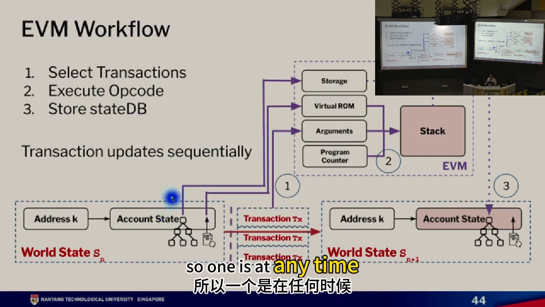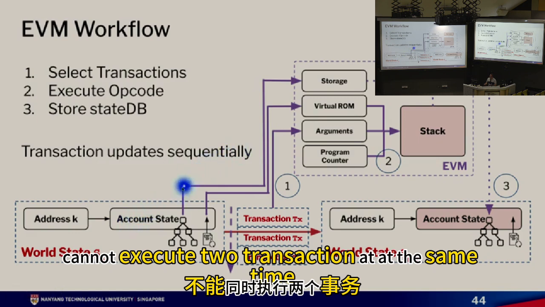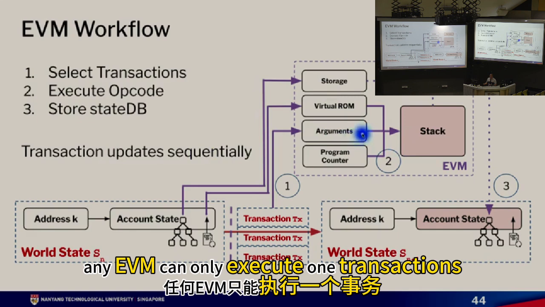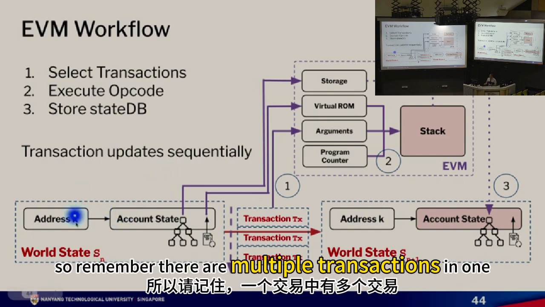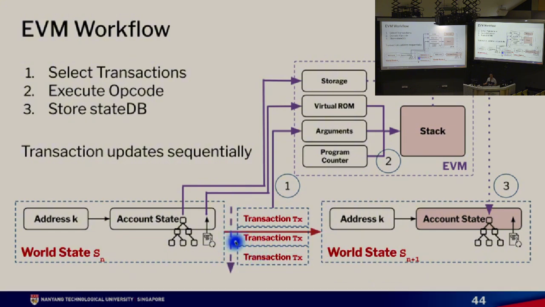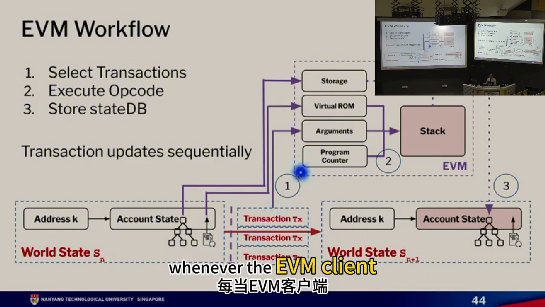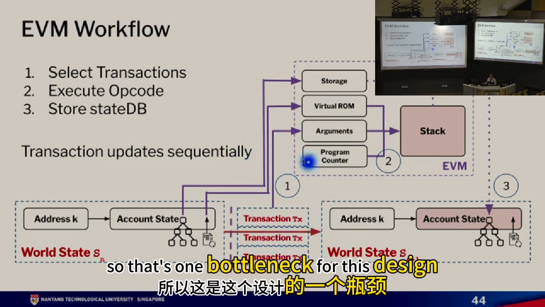At any time, the EVM client cannot execute two transactions at the same time. Any EVM can only execute one transaction. The next transaction has to wait. Remember, there are multiple transactions in one new block, right? Whenever the EVM client tries to execute the transactions, they have to do it one by one. So that's one bottleneck for this design.